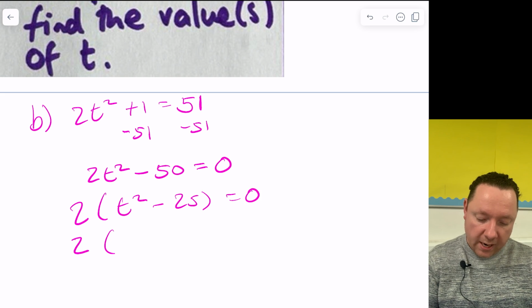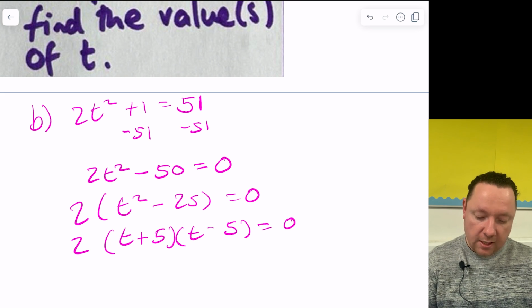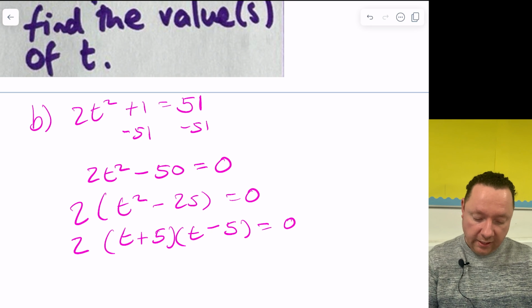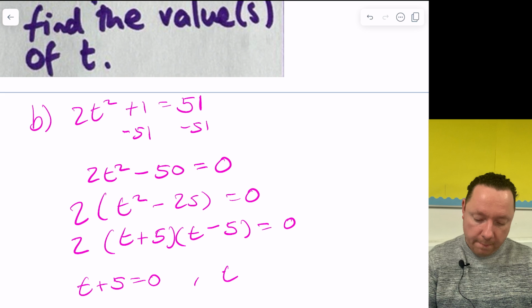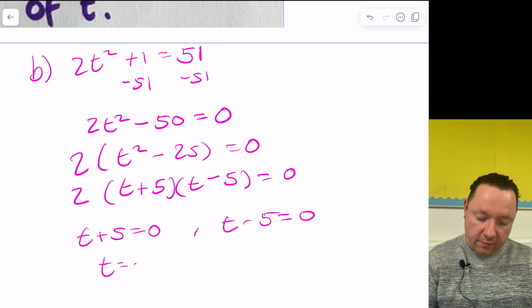That's double brackets, because it's a difference of two squares. So t and t, square root of 25 is 5, and plus and minus. So that equals 0, so that means that each bracket equals 0. And we just solve them separately. So we get two answers in this case, t equals minus 5 or t equals 5.